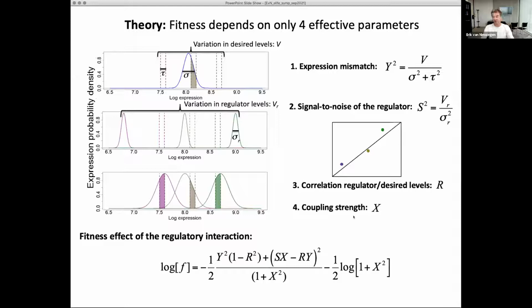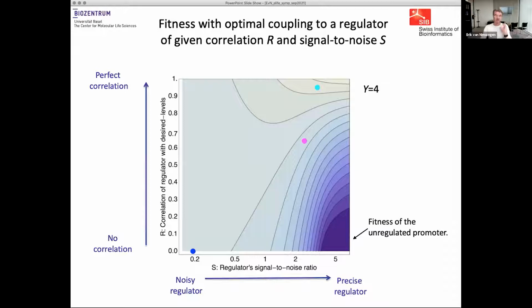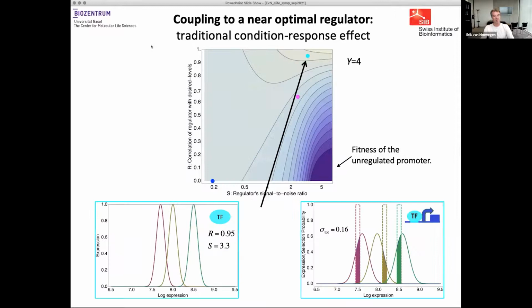And in terms of these, you can get an analytic expression for the fitness effect of coupling a regulator to a target. To explain what this does, this shows you what would happen if you take an unregulated gene that starts out quite unhappy and couple it to a regulator, as a function of how noisy the regulator is, from low signal to noise to high signal to noise, and how well the expression levels of the regulator across conditions match the desires of this target gene, going from no correlation at all to perfect correlation. Obviously, the best you can have is a transcription factor that has high signal to noise and almost perfectly correlates with the desires of this target gene.